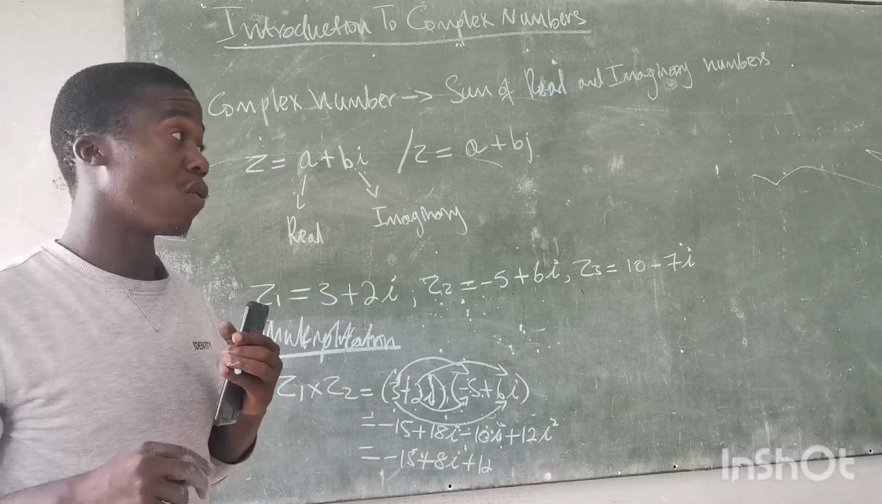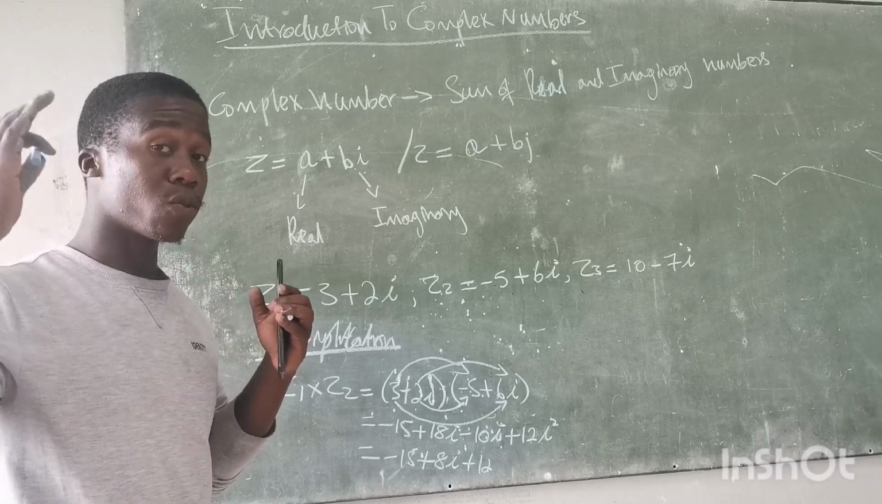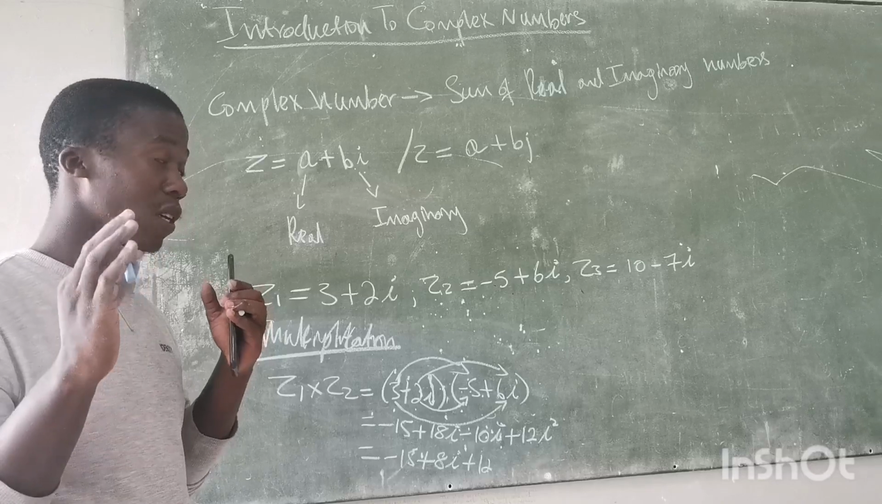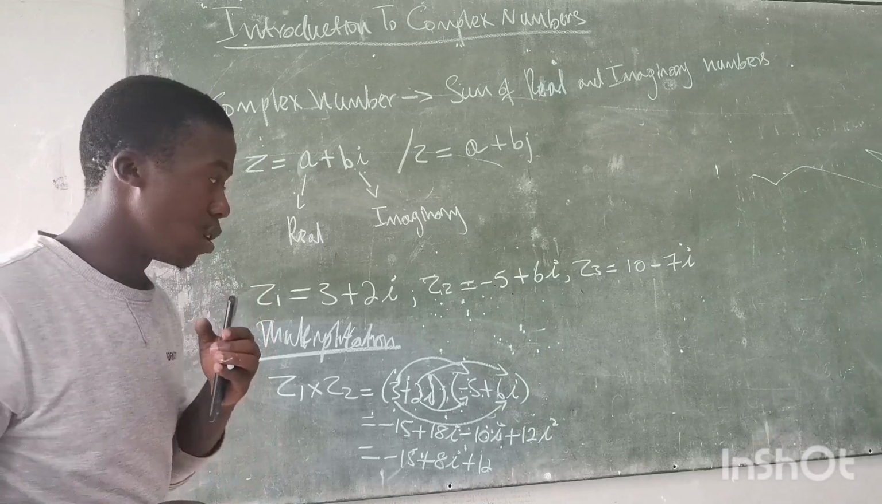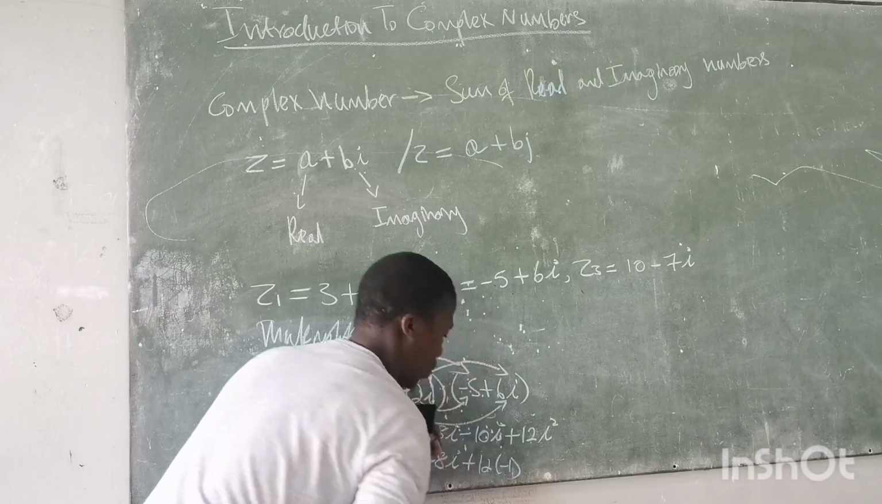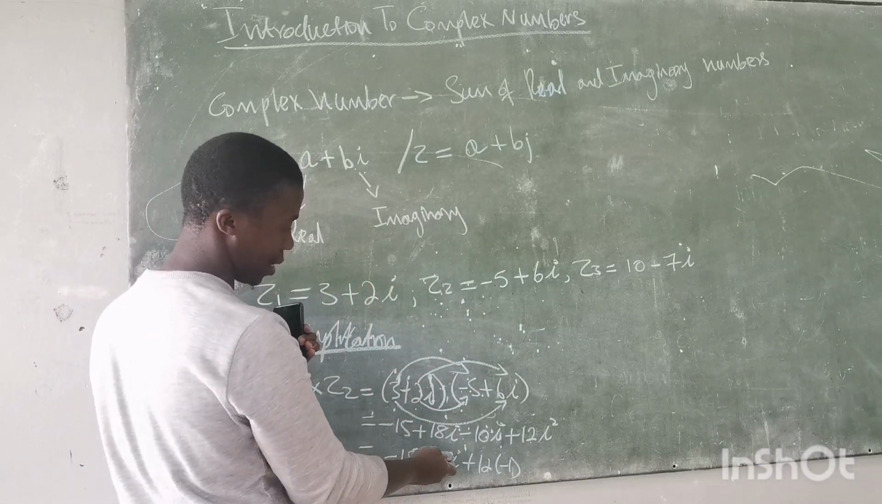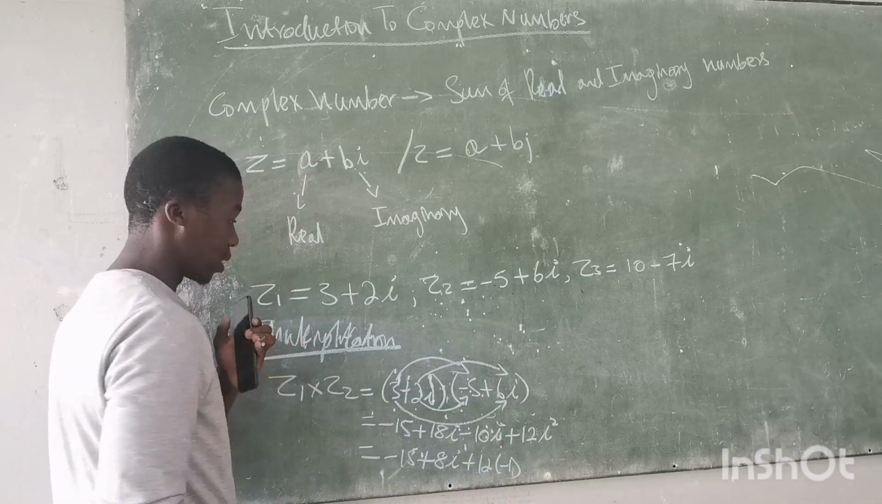Now here's the tricky part. Remember, i squared is equivalent to what? Remember, i is the square root of negative 1. So if you square the square root of negative 1, you're going to get negative 1, right? So i squared is basically negative 1. So now you have negative 15 plus 8i plus 12 times negative 1.